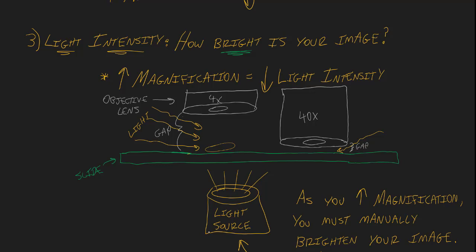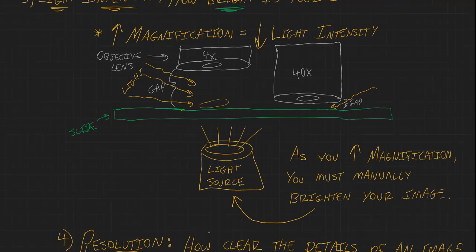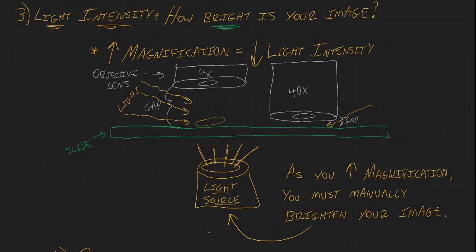Because of this, most microscopes come with some sort of light source, like what you see drawn in here, that illuminates the image from below, okay, helping to compensate for some of that shadowing effect. But what this means is that as you increase your magnification, you have to manually brighten up your image using this light source. Otherwise, it'll be too dark to see.